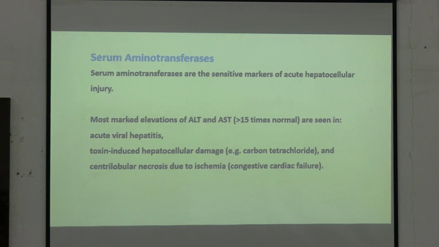Then serum aminotransferases. Serum aminotransferases are the sensitive markers of acute hepatocellular injury. Most marked elevations of ALT and AST, that is more than 15 times the normal value, are seen in acute viral hepatitis, toxin-induced hepatocellular damage, and centrilobular necrosis due to ischemia. These are the causes of most marked elevation of ALT and AST.